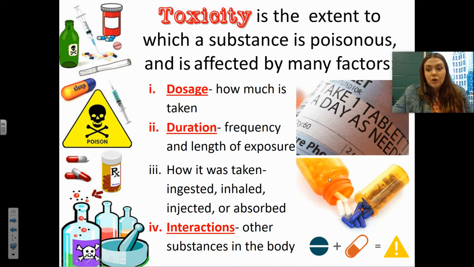So prescription drugs that your doctor gives you because of something that you need, taking that one thing could help your body, but taking the whole bottle would kill you. So dosage definitely matters. Duration, so frequency and length of exposure.